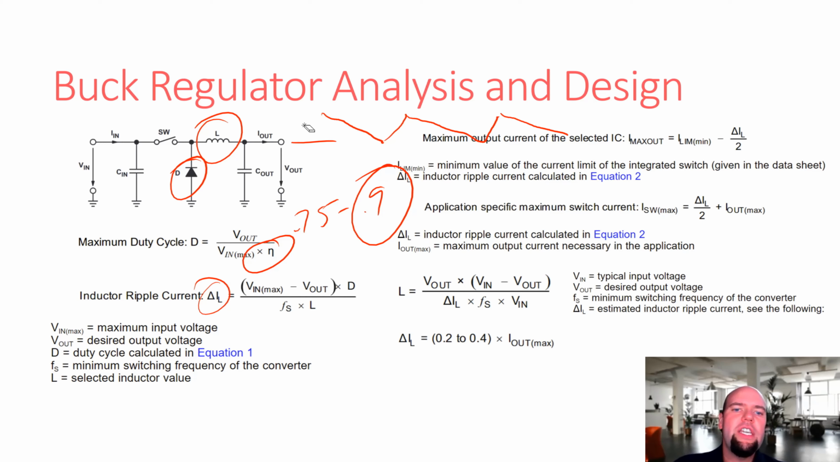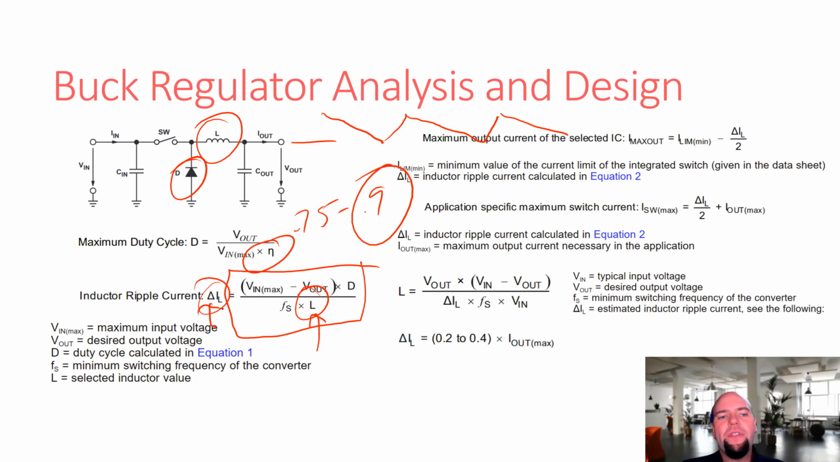That current ripple is a function of Vin max minus V out, times the duty cycle, divided by the switching frequency, times the inductance. The switching frequency is usually set by the manufacturer, so you don't usually get to control that. This is all well and good. The problem is we need to solve for the inductance, and so we kind of need to guess the ripple.